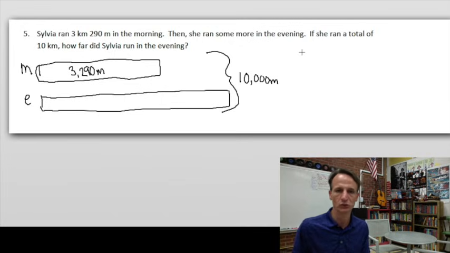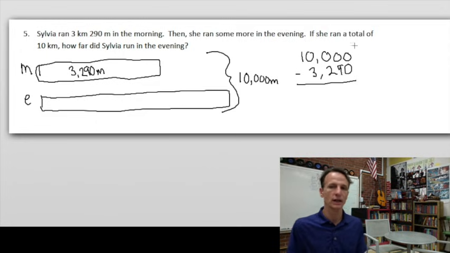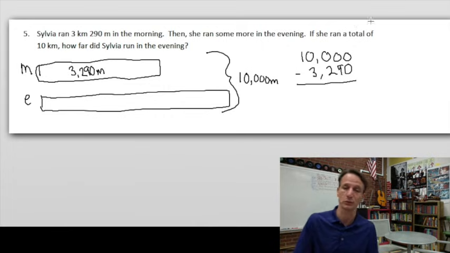So if you take the whole run, the 10,000 meters, and subtract the known part, the 3,290 meters, we will get the unknown part, the evening run. Now, if you did this backwards and you added, you would get 13,290, right? We can see that right off. And you'd say, well, hold on. How could she have run more in the evening run than she ran all day? That makes no sense, right? So it doesn't pass the does my answer make sense test.